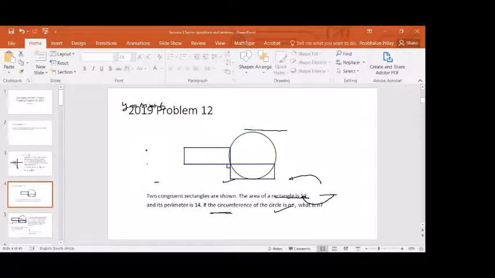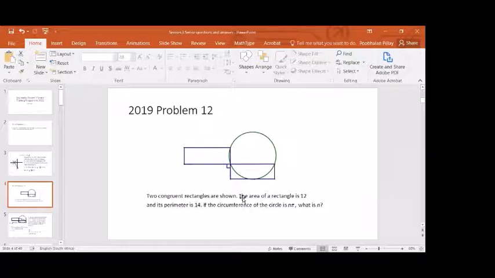The next problem is, you've got a picture of a circle and two rectangles, as you can see. They are congruent rectangles. That means they are identical. They have the same length and the same breadth. Now, the area of a rectangle is 12. So the area of each of the rectangles, they are congruent, in other words, identical.